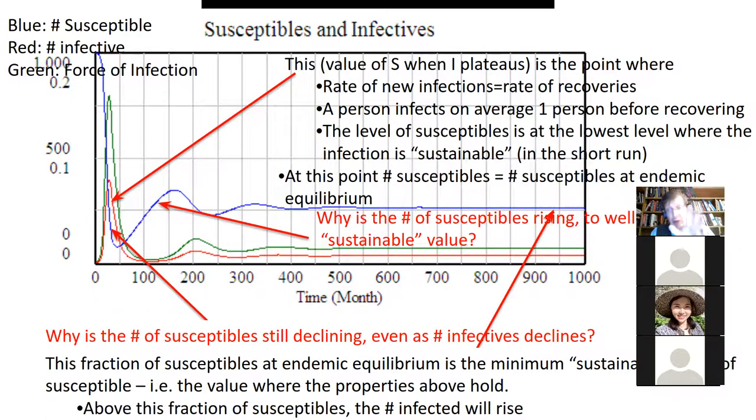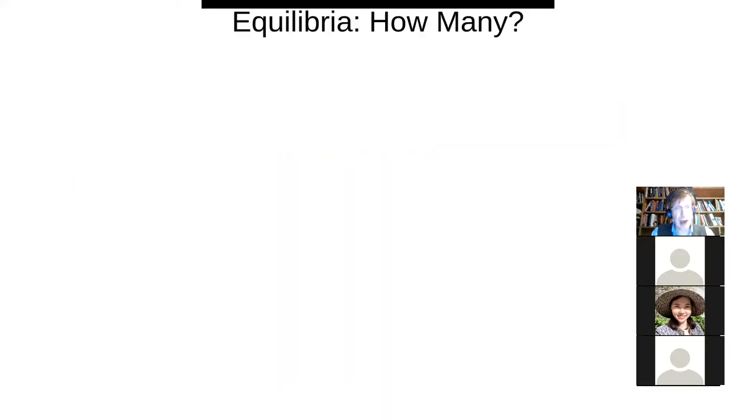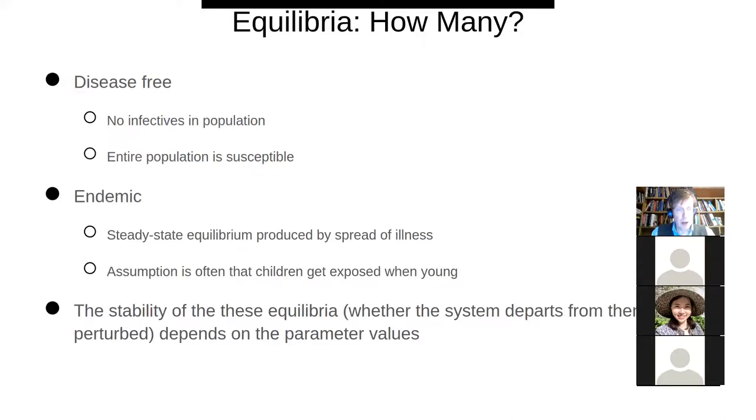So this is a very different context than what we saw earlier with the closed population. And in fact, in general, for many infectious disease models, we'll have multiple equilibria. In these two cases, it's a simple case, we have two. If people are interested, I can show you models with more than two. And there's some really neat ones. Here we have two, disease-free and endemic equilibrium.